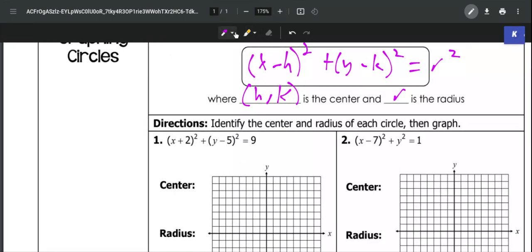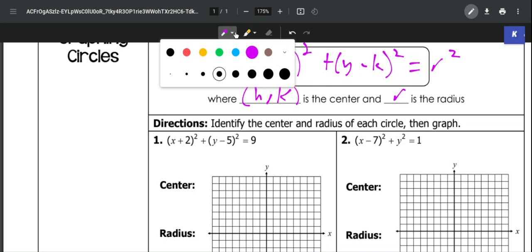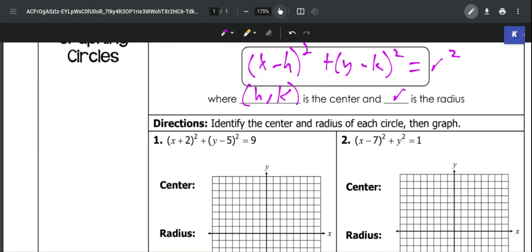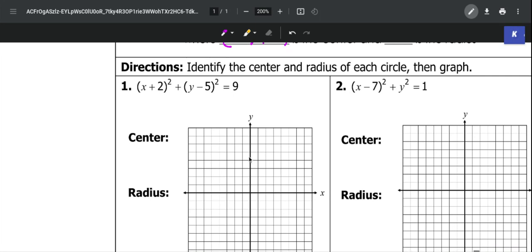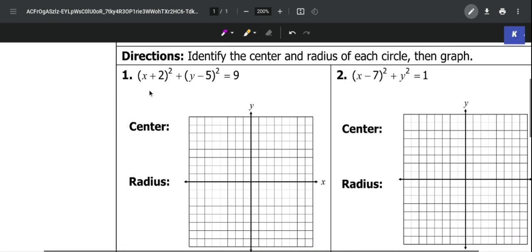And then graphing these is pretty easy, although drawing a perfect circle is not super easy, but that's okay. When we look at graphing these, all we need is the center and the radius to graph it. So when we are given an equation in standard form, it's pretty easy because all we've got to do is pick out the center and the radius. So first, let's start by picking out our center.